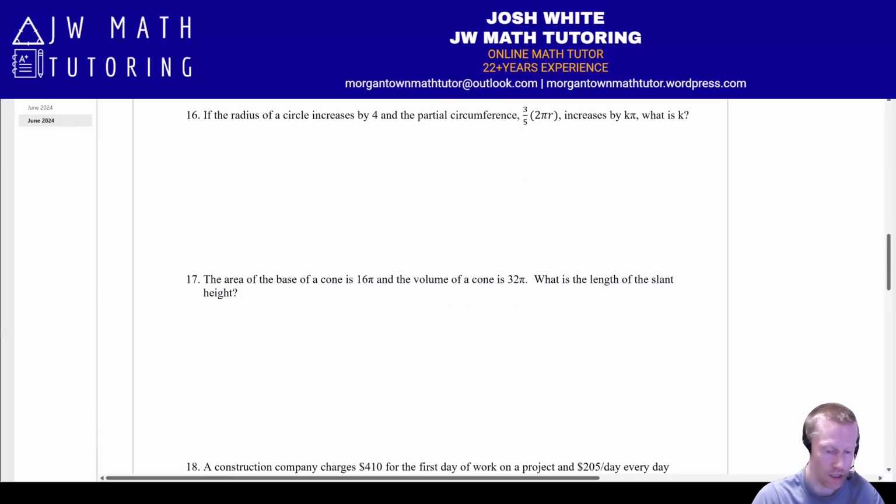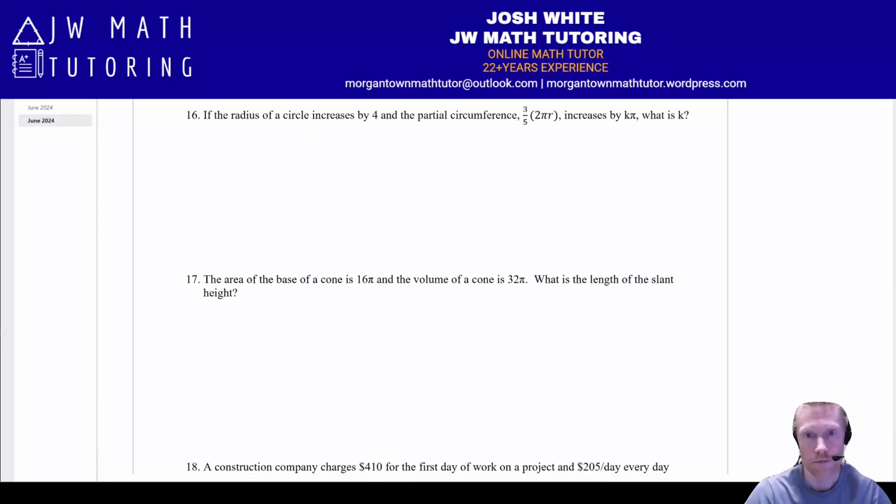Next up, question number 16. This one deals with the partial circumference of a circle. So all you really have to do, honestly, for this one is just take the partial circumference expression, which is basically 60% of the circumference because 3/5 is just 0.6. You're just multiplying the whole circumference times that.